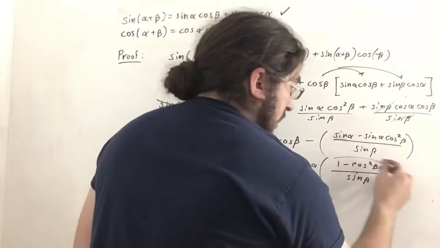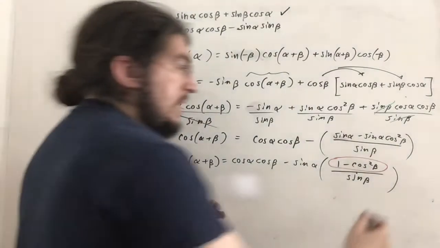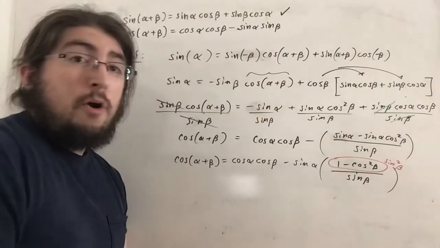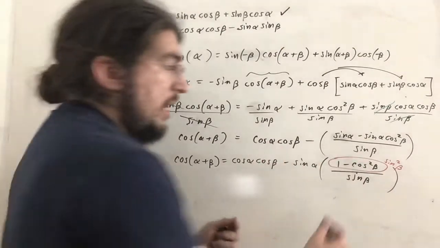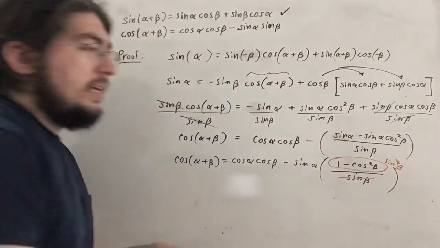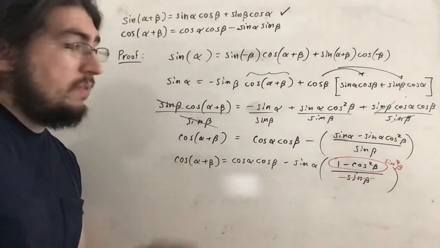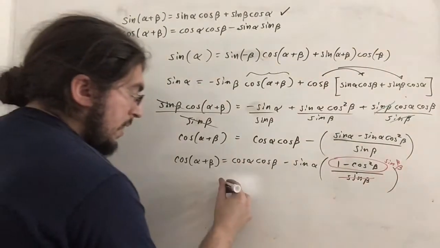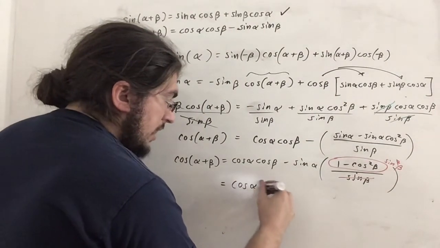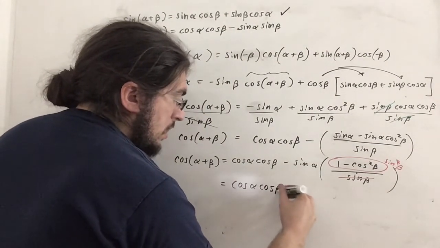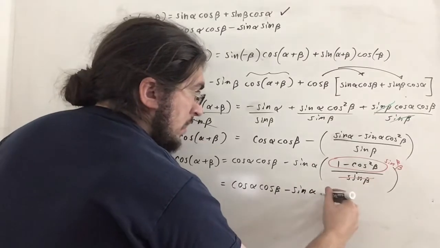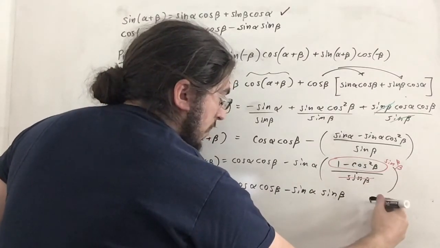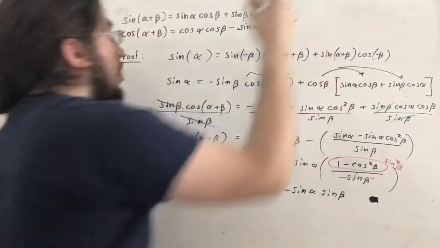1 minus cosine squared of beta by Pythagorean identity is just sine squared of beta, which is perfect because sine squared of beta over sine of beta is just sine of beta itself. Great, it cancels one of the powers. It reduces the power 2 to 1 basically. So what we end up with now finally is cosine alpha cosine beta minus sine alpha sine beta, and that completes the proof for the sum formula for cosine.